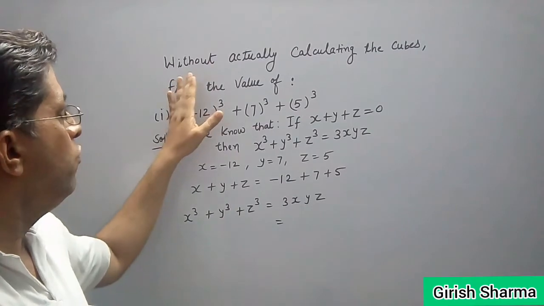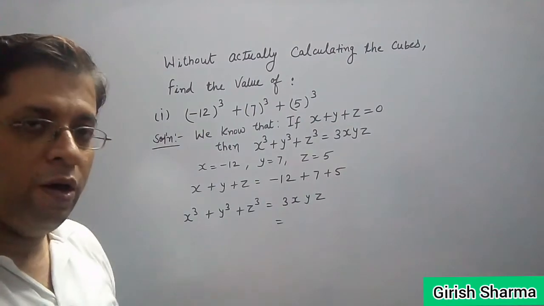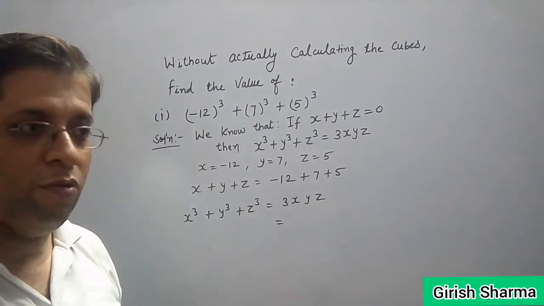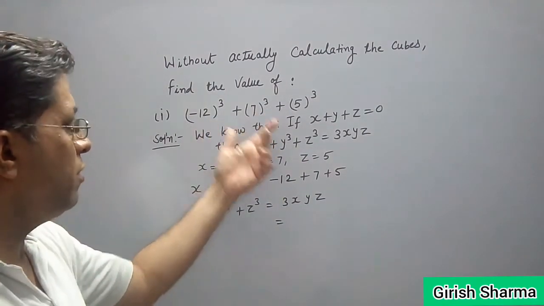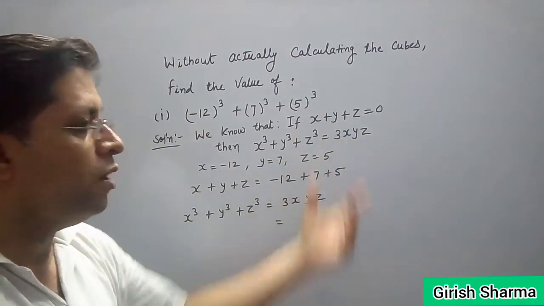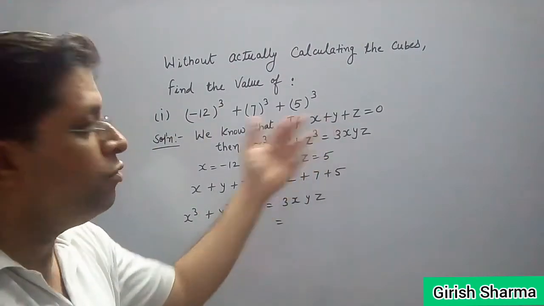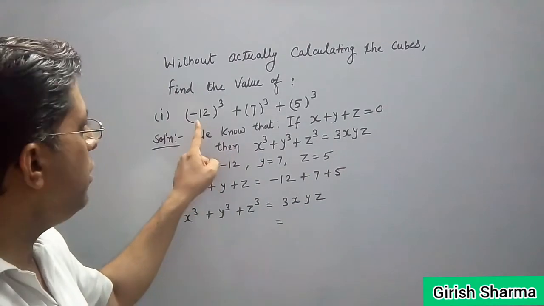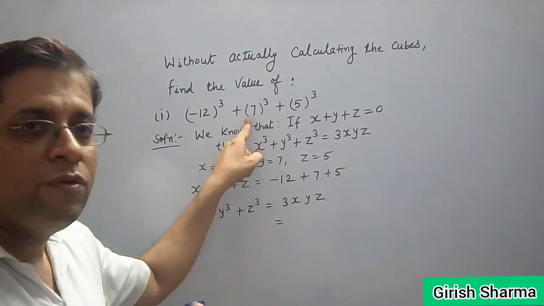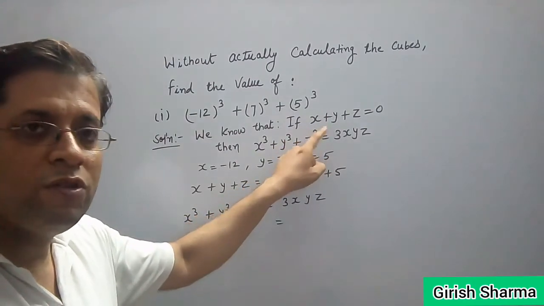Without actually calculating the cubes, find the value of. Okay, now what is given? See, minus 12 cube plus 7 cube plus 5 cube. It is looking like if x plus y plus z equal to 0, then x cube plus y cube plus z cube is equal to 3xyz. How is that so? We have to use this formula. Just we have to think minus 12 plus 7, this is minus 5, and minus 5 plus 5 is coming 0. It means you have to use this formula.